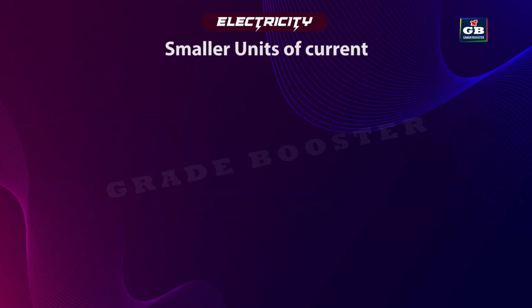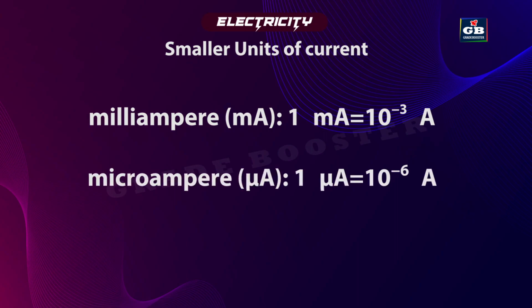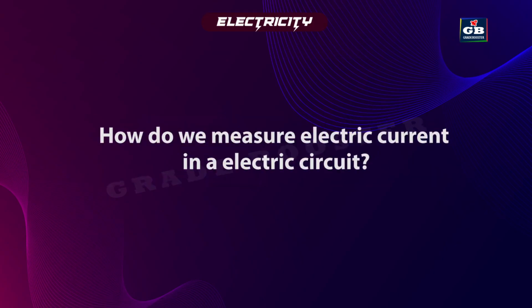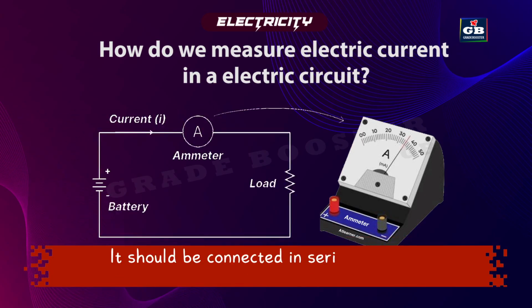Let's see the smaller units of current. Milliampere: 1 mA equals 10 to the power of minus 3 amperes. Microampere, mu A: 1 mu A equals 10 to the power minus 6 amperes. Then how do we measure the electric current in a circuit? Ammeter is an instrument used to measure electric current in a circuit. It should be connected in series with the circuit components.